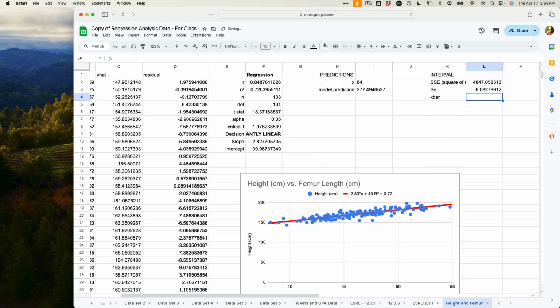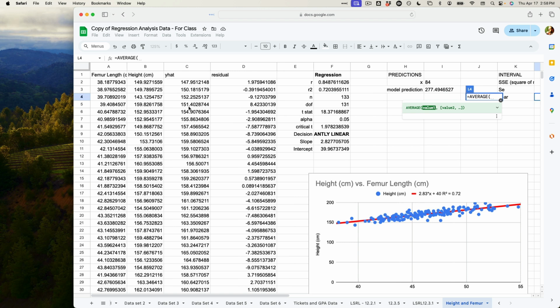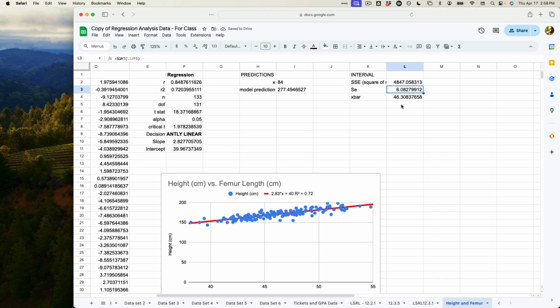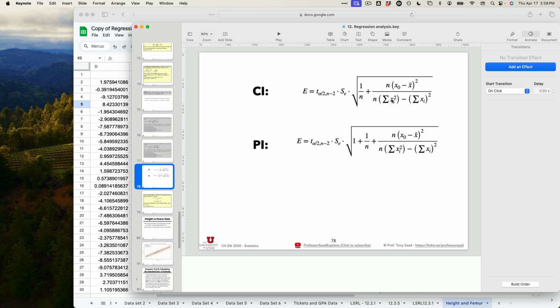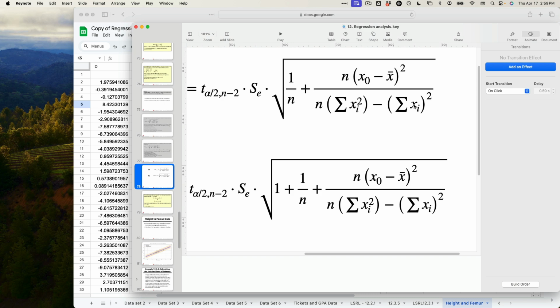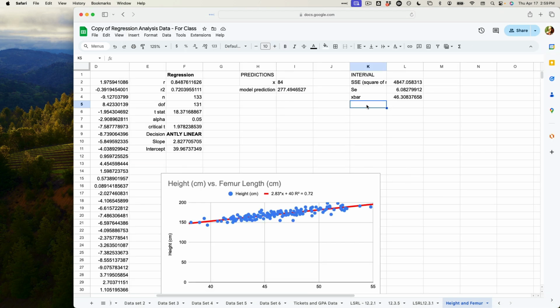X bar is the average of the data. X bar is going to be equal to the average of your X data, so that's going to be your column A. And that is 46.308. Next, I need the summation of X. So let's do sum X, summation of X, and that's going to be equal to the sum of all the A values. Correct? Summation of all the X values.